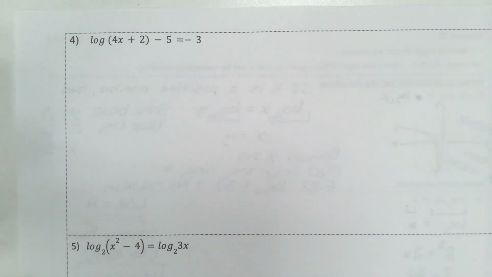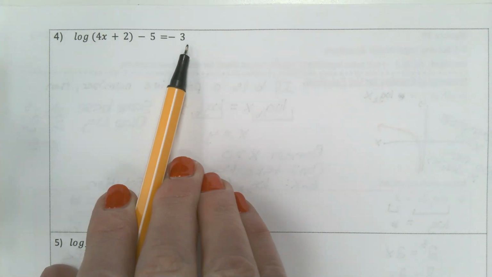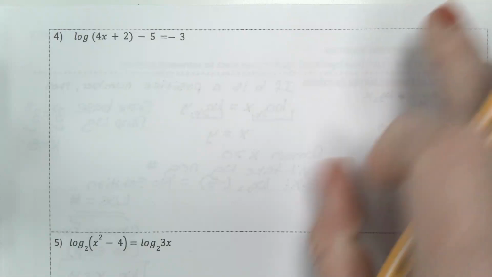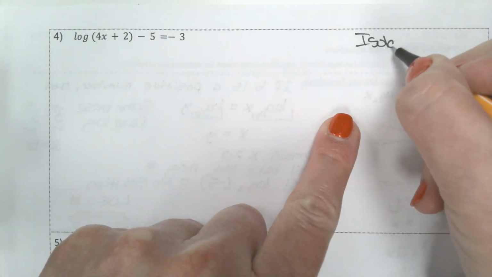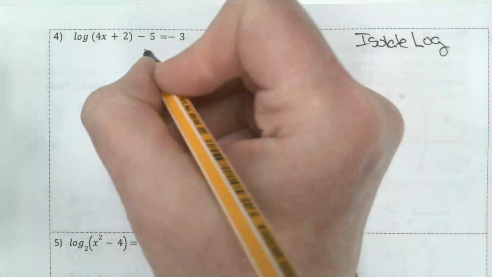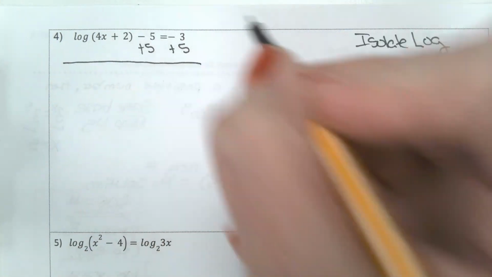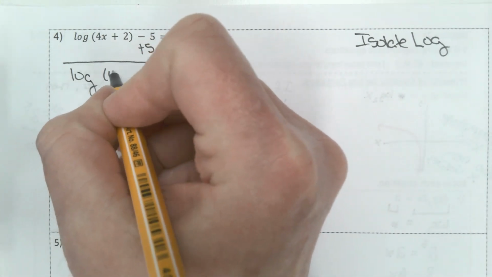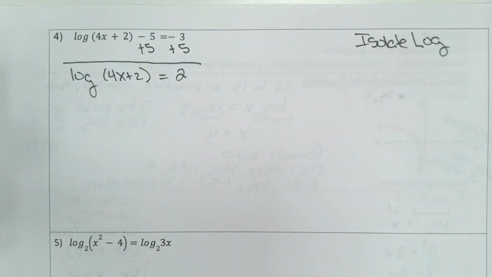Next one, number 4. So I have log minus a number equals a number. So I don't have log equals log or log equals number yet. So your first move is to isolate the log on one side. Therefore, I'm going to have to add 5 to both sides before I can do anything else. Log of 4x plus 2 equals 2.